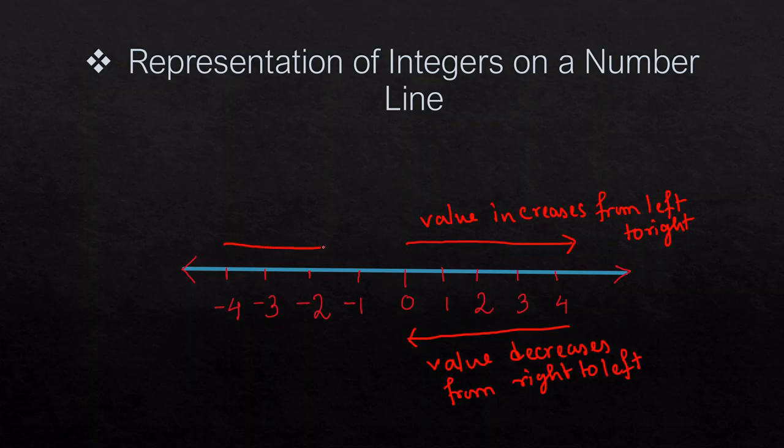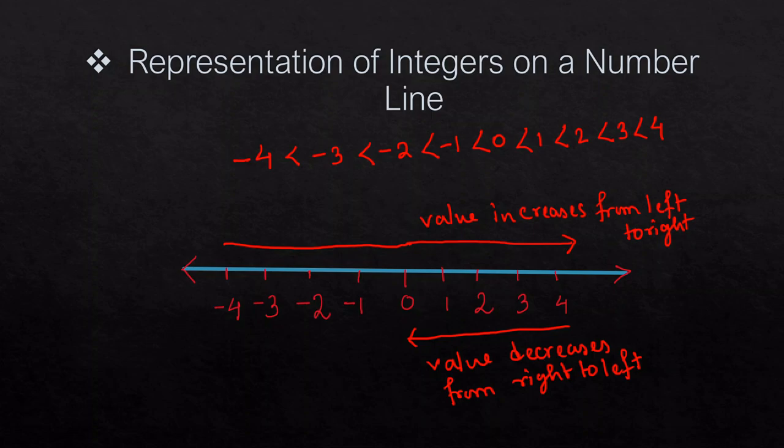So what can we deduce from here? We deduce that minus 4 is less than minus 3, that is less than minus 2, that is less than minus 1, that is less than 0, then 1, then 2, then 3, then 4. We can deduce this from the direction of increase and the direction of decrease on the number line.